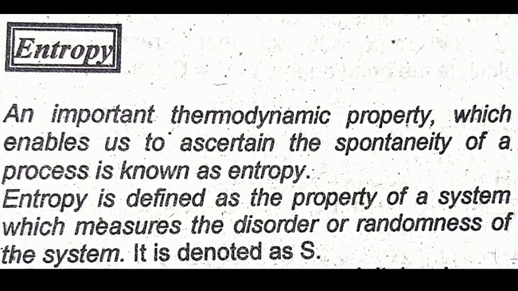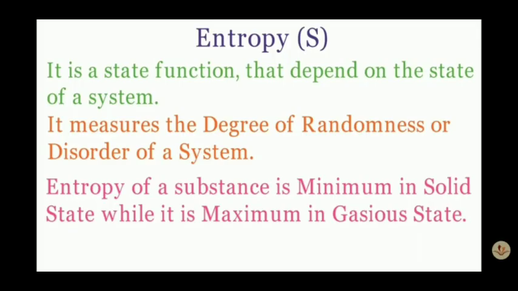Another important thermodynamic term is entropy. This is an important thermodynamic property which enables us to ascertain the spontaneity of a process. So from the value of entropy we can assess whether the process is spontaneous or not. Entropy is defined as the degree of disorder or randomness of a system. It is denoted by the symbol S. It is a state function and an extensive property. Entropy of a substance is minimum in solid state while it is maximum in gaseous state.